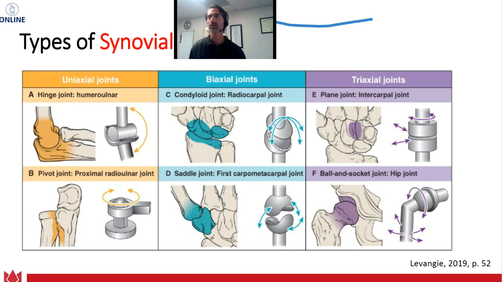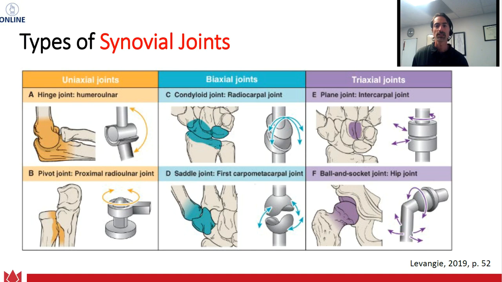So with this, there are several types of synovial joints. So you have uniaxial joints. When you think uniaxial, you're probably thinking of a hinge joint. And what that means is it's going to move in one plane of movement. So at the humeral ulnar joint, it's moving primarily in which plane of movement? Yes, it's moving primarily in the sagittal plane of movement.